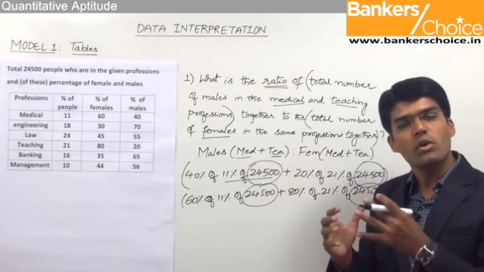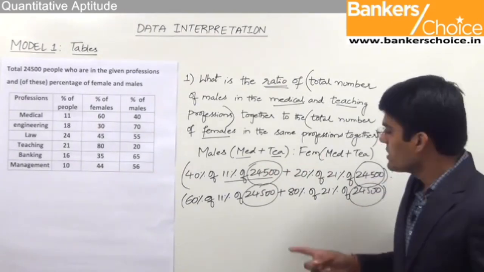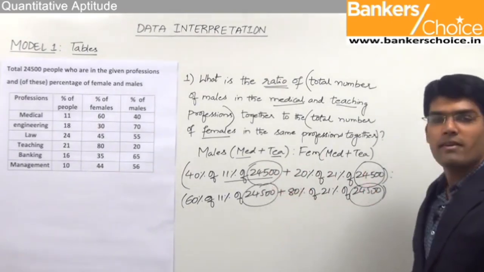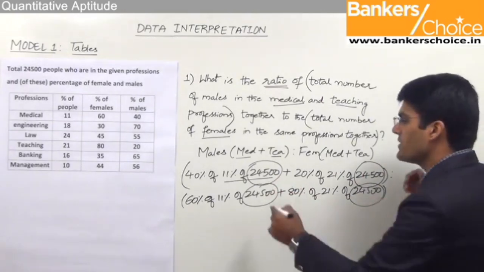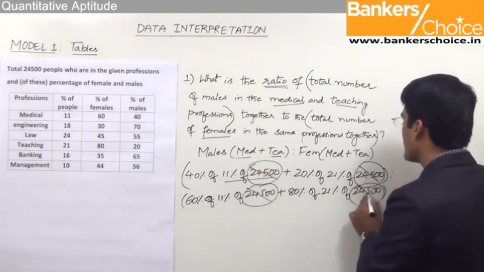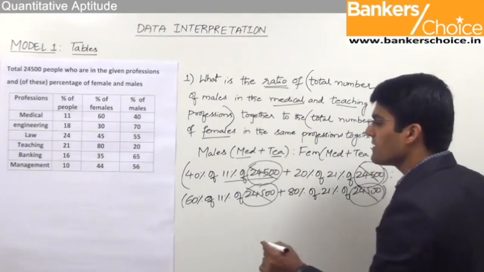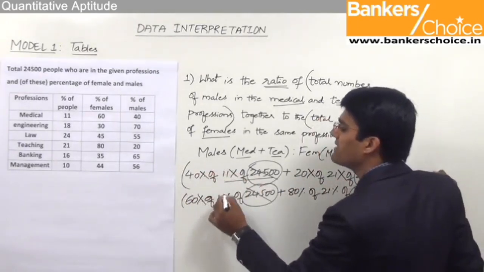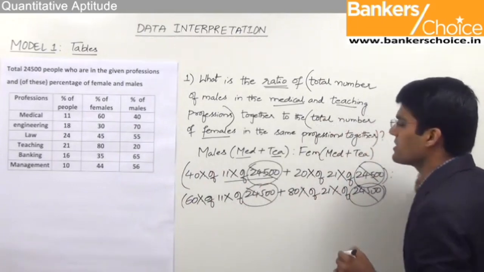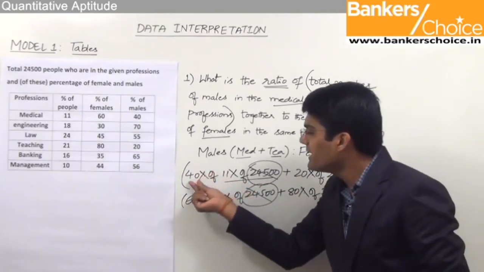So simplest form means whatever is common has to be cancelled out. Here we find that the 24,500 is common for the male side as well as for the female side in both the professions. So we simply strike it off. At the same time, you can also observe that these percentages are also there on both the sides. Percentage is nothing but by 100. So instead of taking it as percentage, let us simply take the magnitude there.